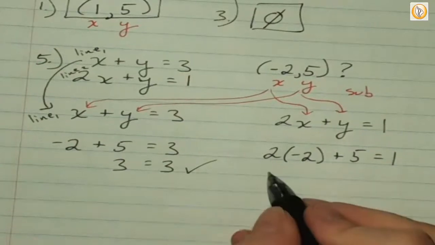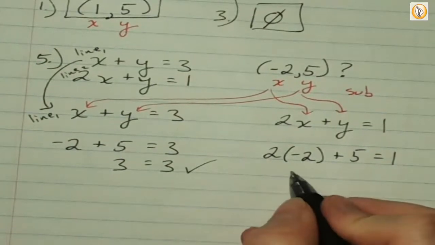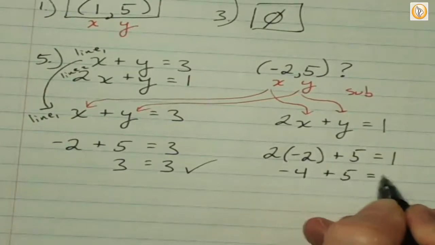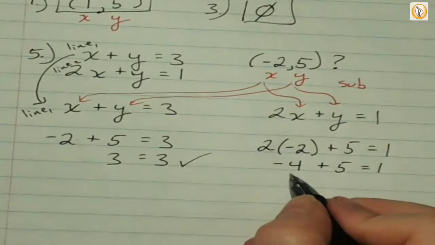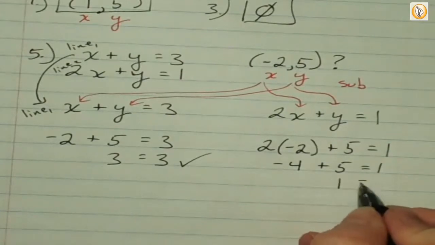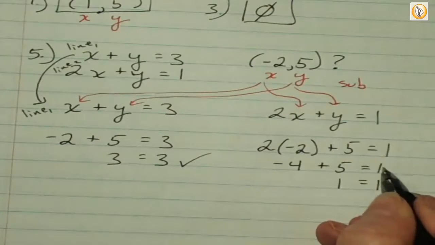So, Gabby, what is 2 times negative 2? Negative 4. Plus 5 equals 1. And, Gabby, negative 4 plus 5 is? Positive 1. Did I say negative 1? Okay, I could have said anything.